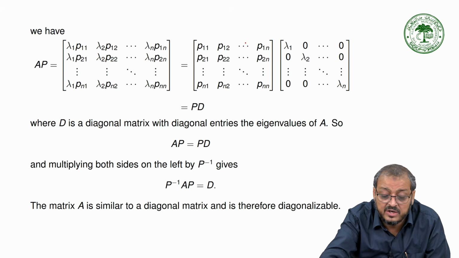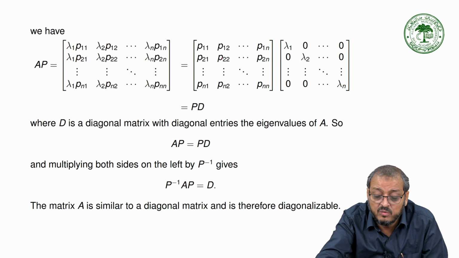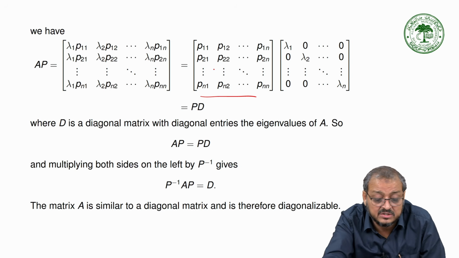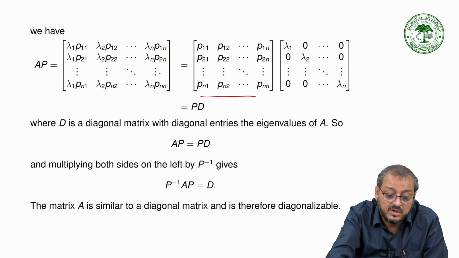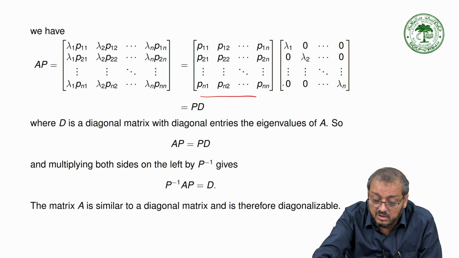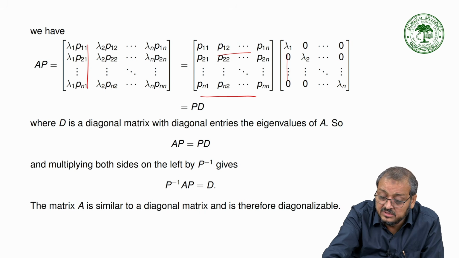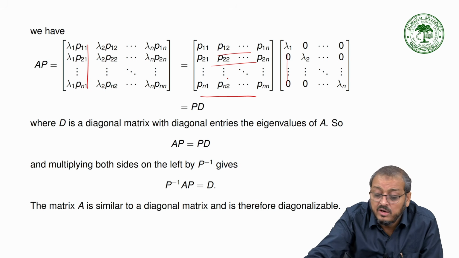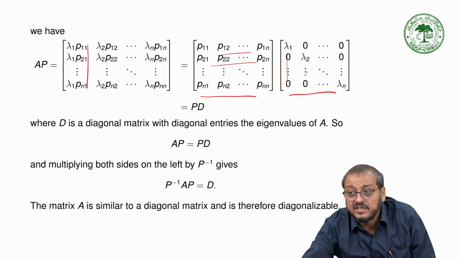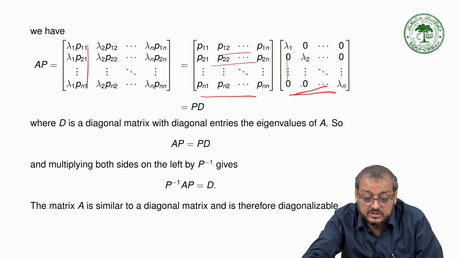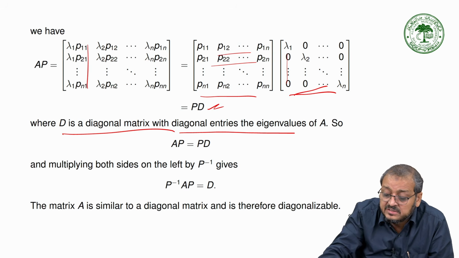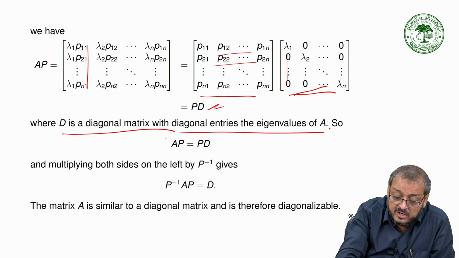Now if we write this matrix in the form of the column vectors of P, this is nothing but P times the matrix with lambda 1, 0, 0, then lambda 2, and so on. This is D. So AP can be written as PD, where D is a diagonal matrix whose diagonal entries are the eigenvalues of A. So AP is equal to PD.